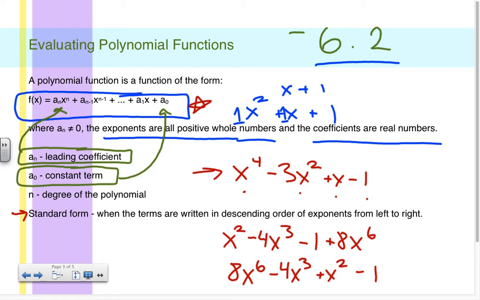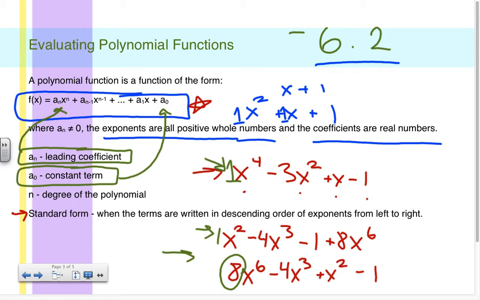So, for example, I'm going to look at this one here: x to the fourth minus 3x squared plus x minus 1. The leading coefficient of that here is 1. It's the coefficient in front of the variable that has the highest exponent. Now, if I look at this example down here, x to the sixth is the highest exponent, so its lead coefficient would be positive 8. And that's where some people get tripped up, because up here it looks like 1 would be the lead coefficient. But it's not, because it's not written in standard form.